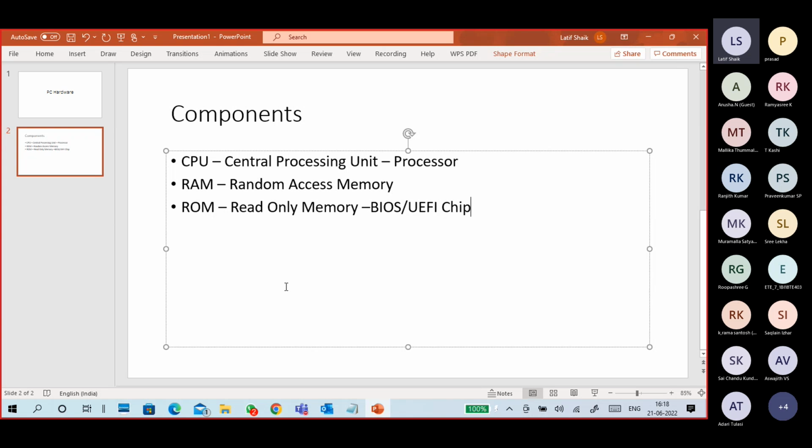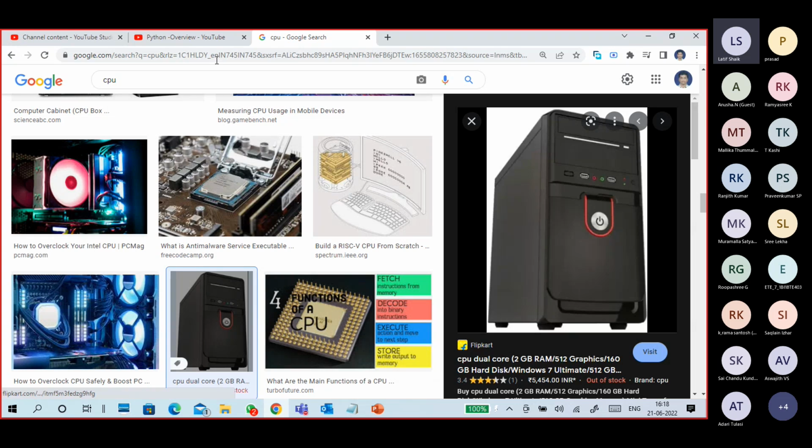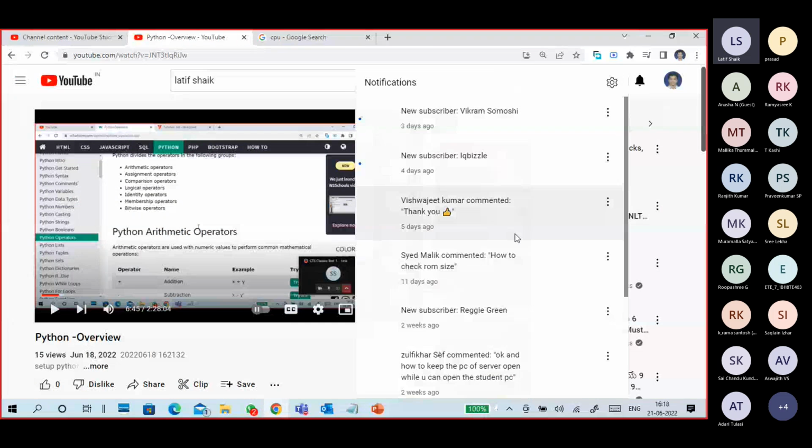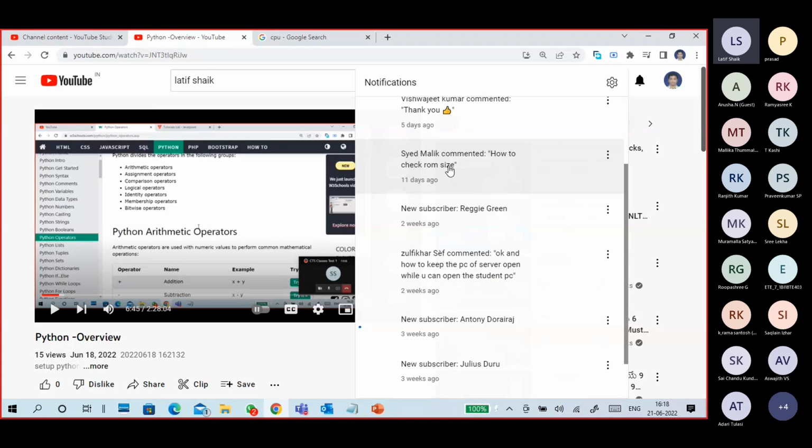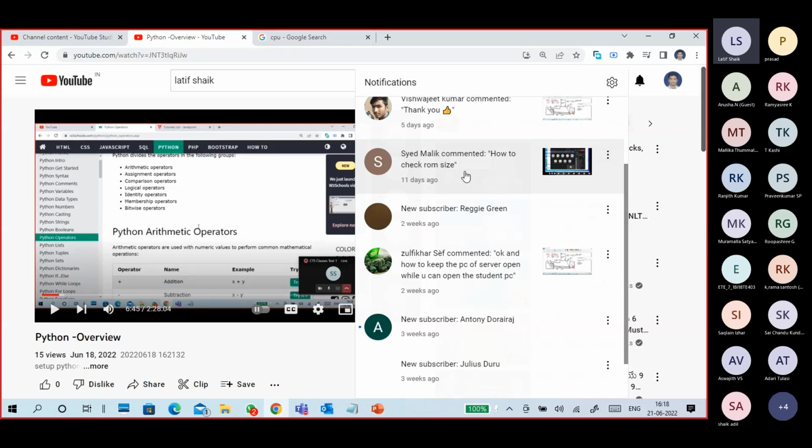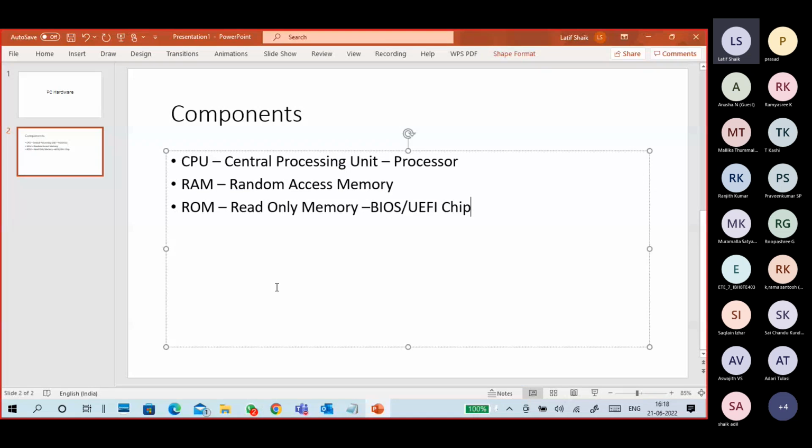So I got a question from someone suddenly: how to check ROM size? Because last time I had taken a class about operating system, how to check the processor and all kinds of stuff. So the guy asked one question: how to check ROM size? Because RAM size checking we can tell, but ROM size, we never check the ROM size here in our computers.